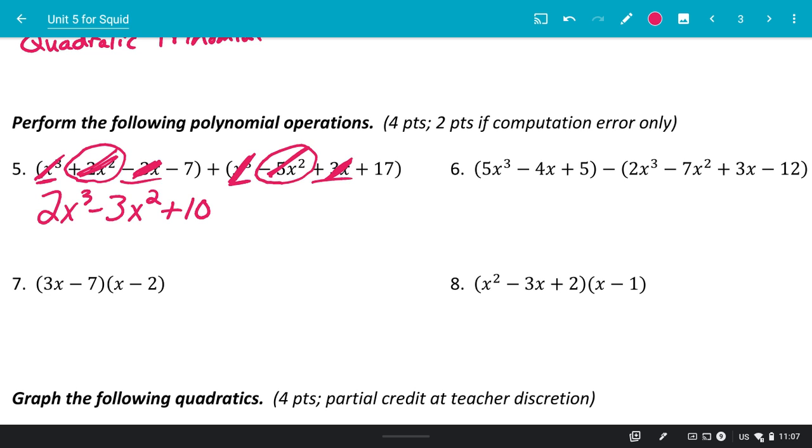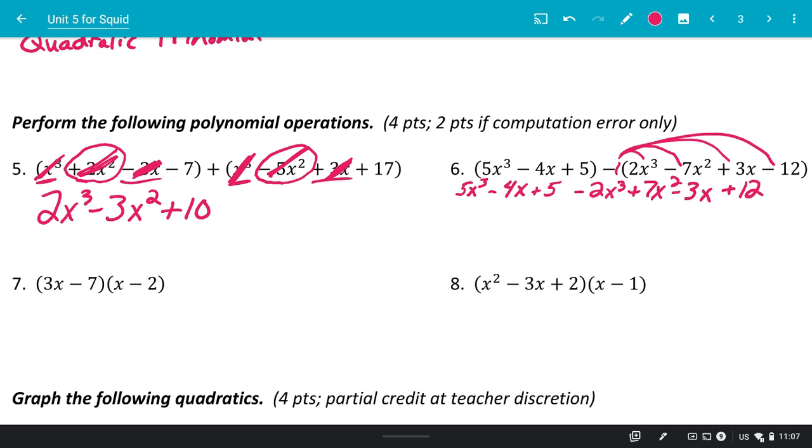What do we have to do special on number 6? Change the signs in the second one, right? Distribute that negative 1. Go ahead. I'll give you a few seconds to do number 6. I'm going to write down this first one. I'm not doing anything to it, just copying it down. On the second set of parentheses, I'm distributing this negative 1, which basically means I'm changing all the signs. Negative 1 times a negative 7 is a positive 7x squared. Negative 1 times 3x is a negative 3x. Negative 1 times a negative 12 is a positive 12.